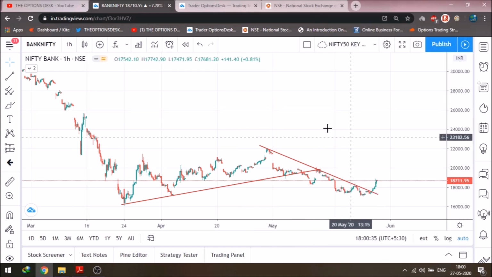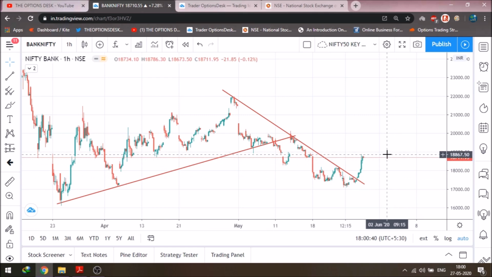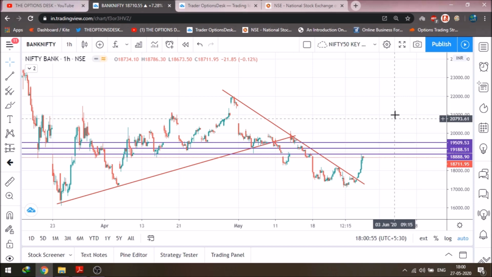So what can we expect in the Bank Nifty? Definitely if the Bank Nifty day high is broken, that is at around 18,890, we can definitely expect the level of 19,200. That is the level I'm expecting for the Bank Nifty to rise. If this level is also broken, the Bank Nifty should face resistance at the level of 19,500.